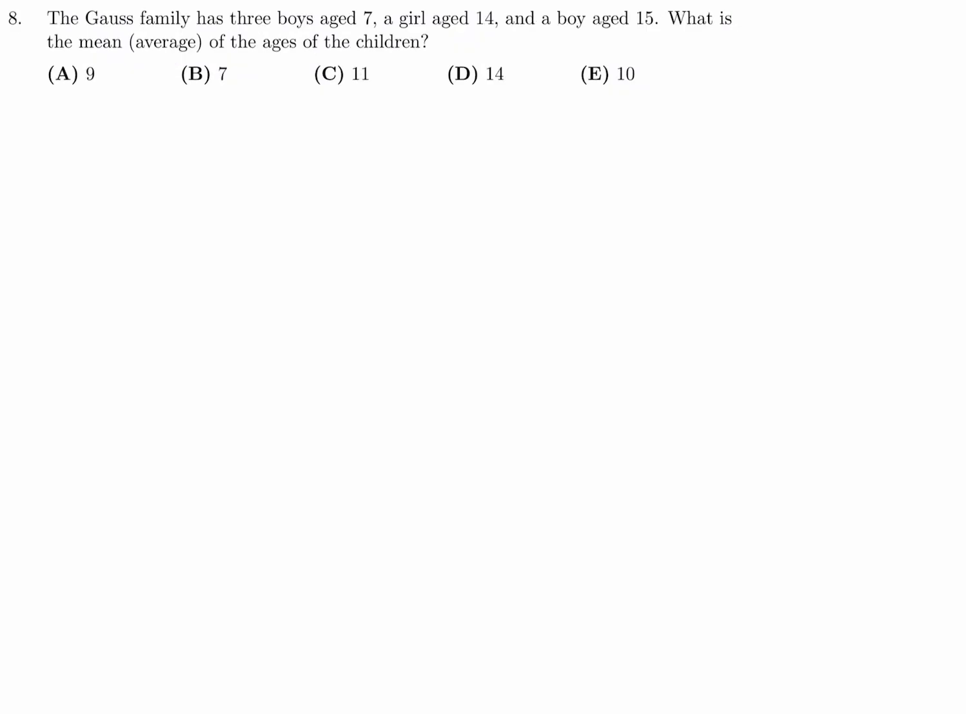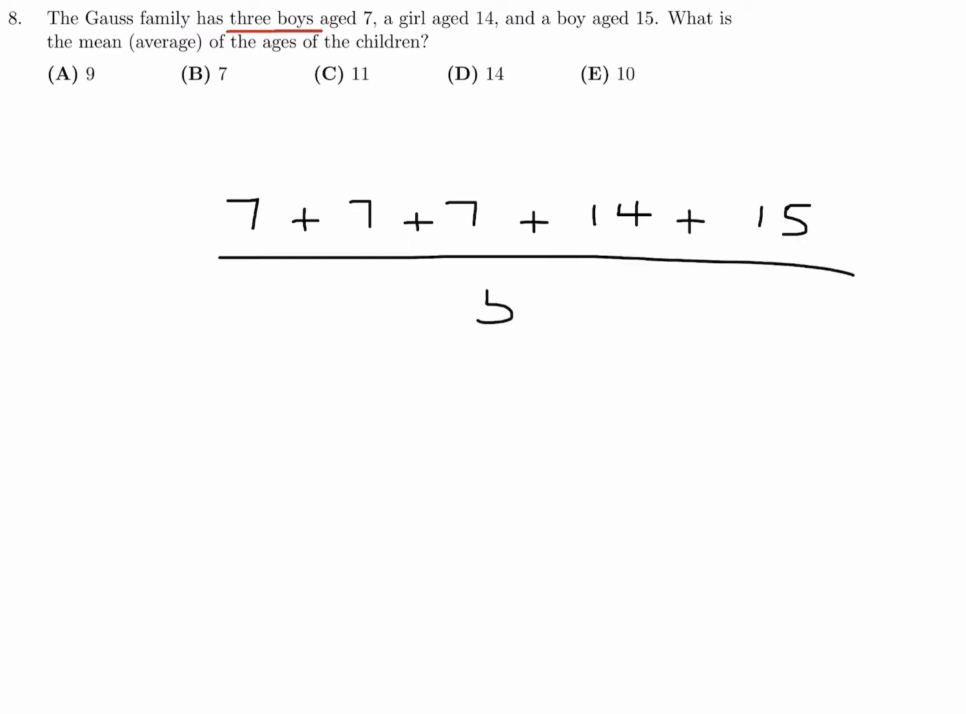The Gauss family has 3 boys aged 7, a girl aged 14, and a boy aged 15. What is the mean of the ages of the children? Please pay close attention that there's 3 boys aged 7. So we've got 7, 7, 7, 14, and 15. Those are the ages of 5 children. So you have to add them and divide by 5.